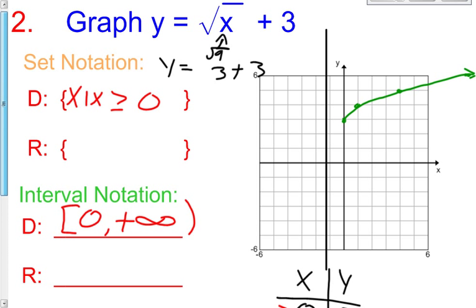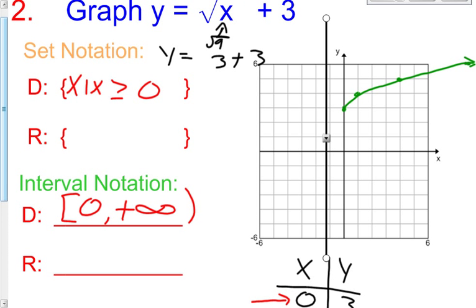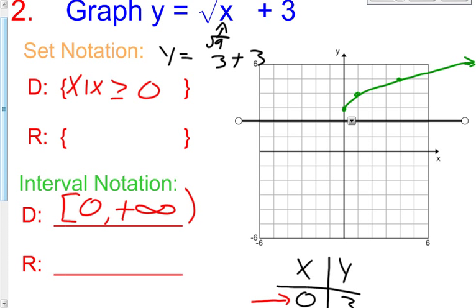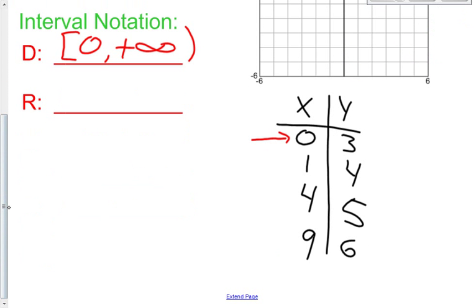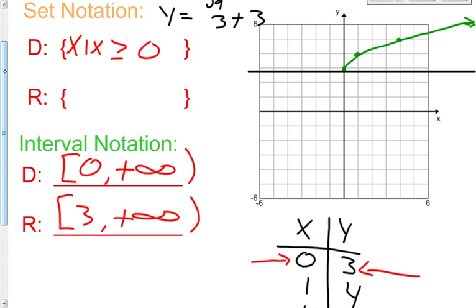For my range, I'm going to make a horizontal line here. As I go up, it starts at 3, doesn't it, for a y value. And then this arrow goes up and to the right, so it goes up and up and up all the way to positive infinity. So it starts at 3, and it goes to positive infinity. Now it starts at 3, and it can equal 3. y equals 3 right there. So because it can equal 3, I bracket that. So for my range, y such that y is greater than or equal to 3.